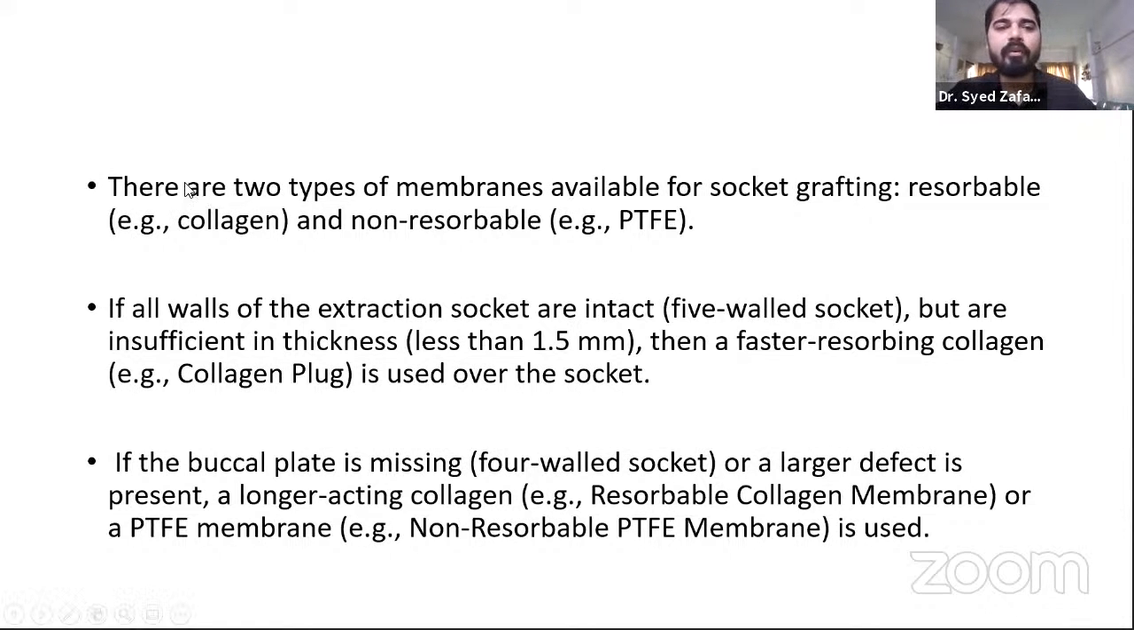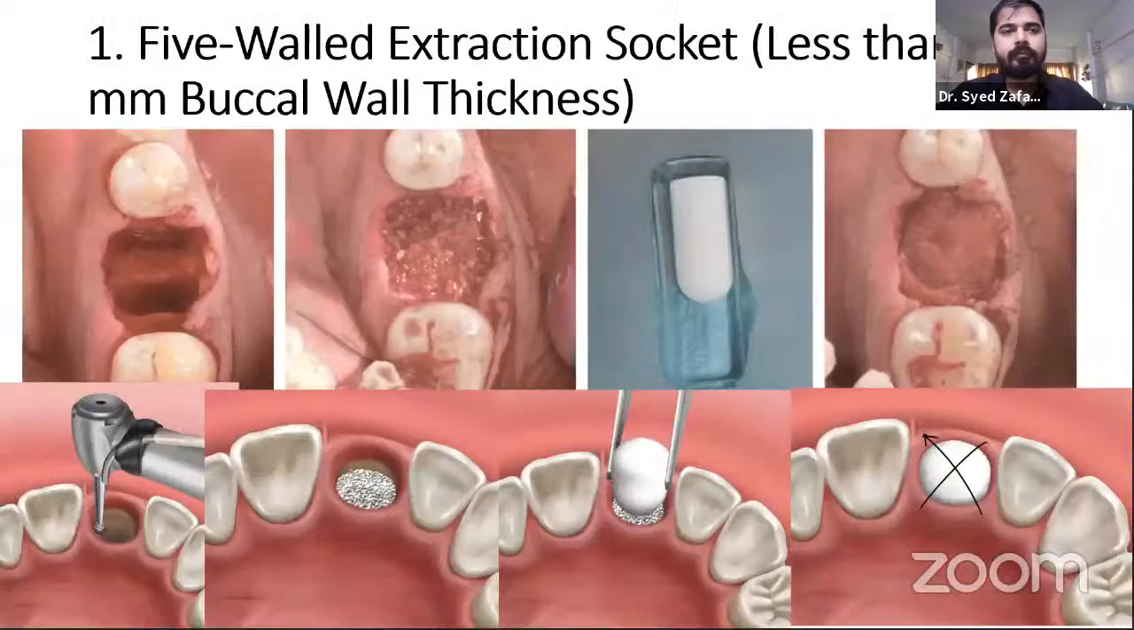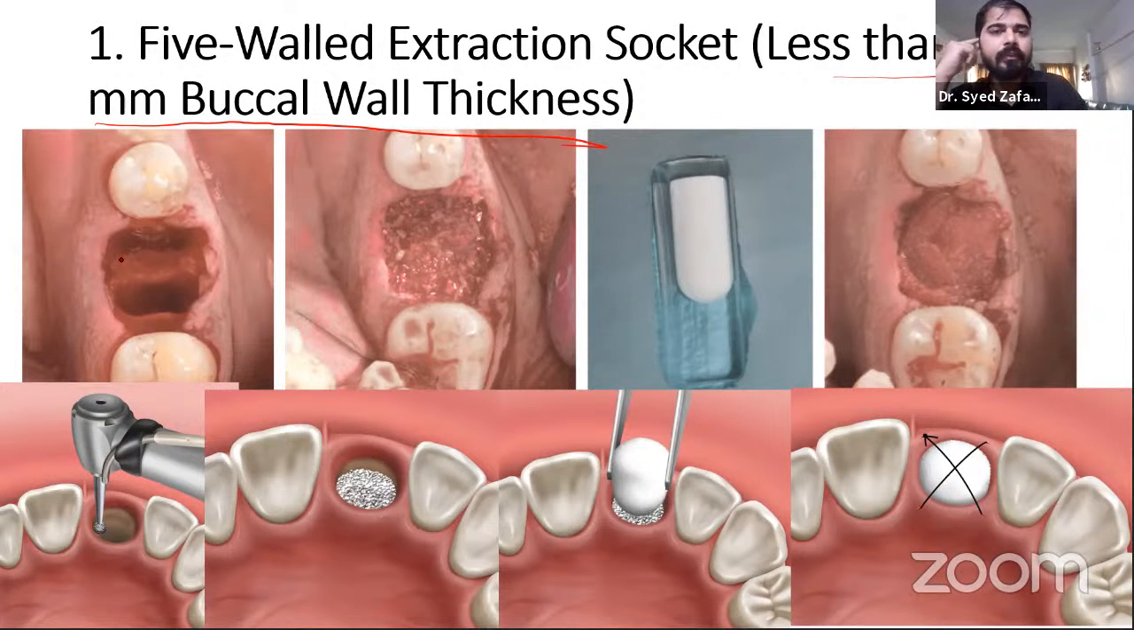Okay. We have two types of membrane. We already know resorbable and non-resorbable. If there is a five-wall socket and all bone walls are intact, but as we have already discussed, if there is less than 5 mm of thick, thin bone, then we will only place bone grafting material in it and cover it with a collagen sponge like this. This is the collagen sponge. We will only cover it and then we will suture it.